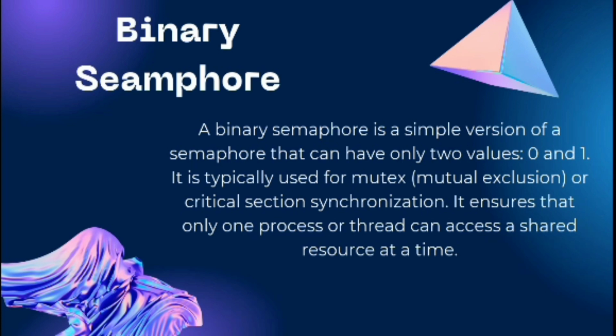So now let us see what is a binary semaphore briefly. A binary semaphore is a simple version of a semaphore which can have only two values, 0 and 1, which we have already known that the binary value is either 0 or 1. It is typically used for mutex, which means mutual exclusion, or critical section synchronization. It ensures that only one process or thread can access a shared resource at a time.